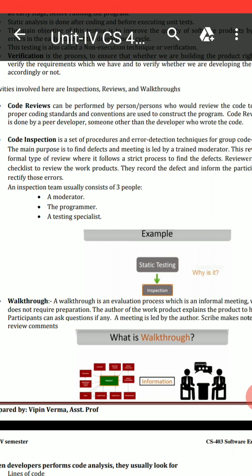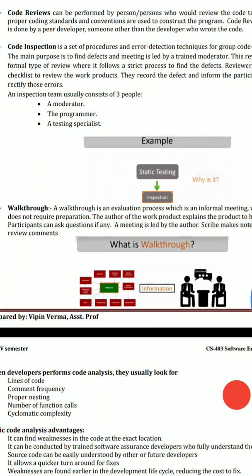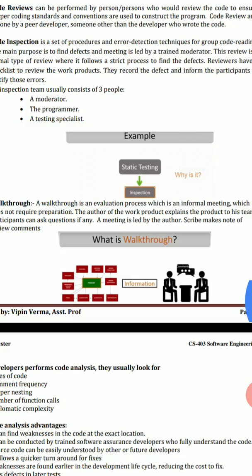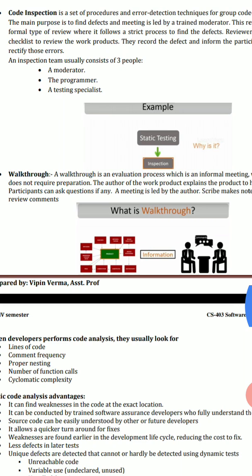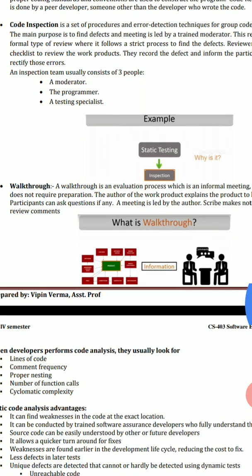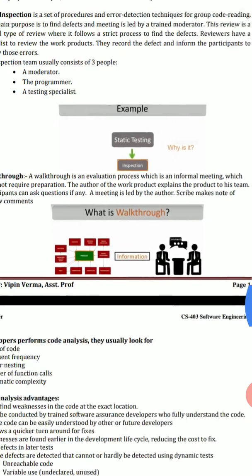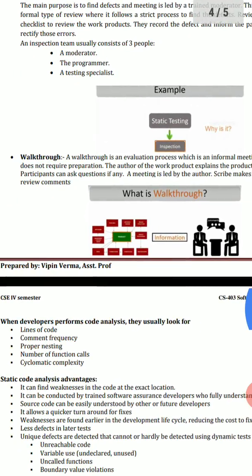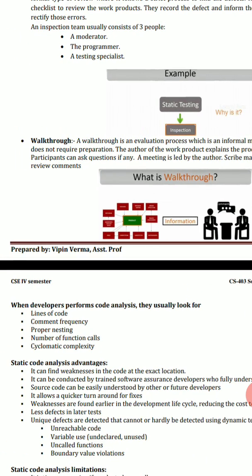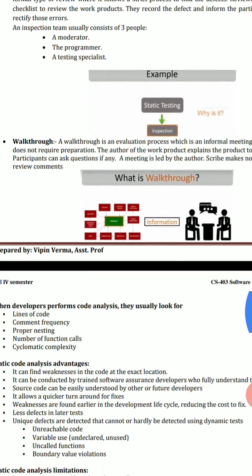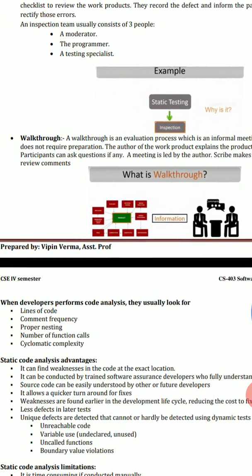Then the third method is the walkthrough. A walkthrough is again a kind of informal meeting, but it is led by the author of the code. A walkthrough is an evaluation process, an informal meeting which does not require preparation. The author of the work product explains the product to his team. Participants can ask questions if any. The meeting is led by the author. The scribe makes notes of the review and comments.